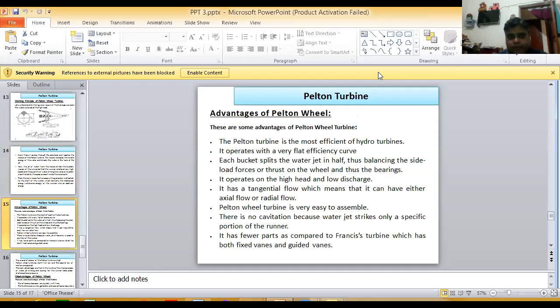Advantages of Pelton wheel. The following are the advantages of Pelton wheel. The Pelton turbine is the most efficient of hydraulic turbines. It operates with a very flat efficiency curve. Some points will be discussed.